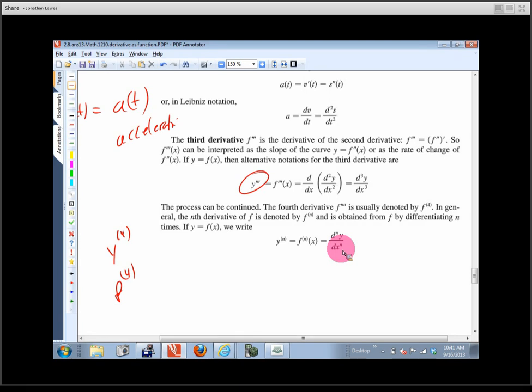No, we'll talk about it in just a second. Okay, so everybody okay with the notation?